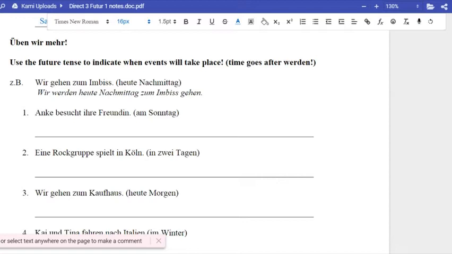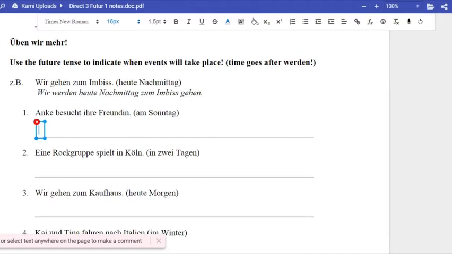All right, so let's check out Nummer 1. We have Anke besucht ihre Freundin. You say it. Gut. That means Anke is going to visit her female friend. So we're going to throw in there werden. Where will werden go? That's right. It's going to go in the conjugated verb section. It's going to replace besucht. What will happen to besucht? It's going to get thrown to the end of the sentence. And where will am Sonntag go?